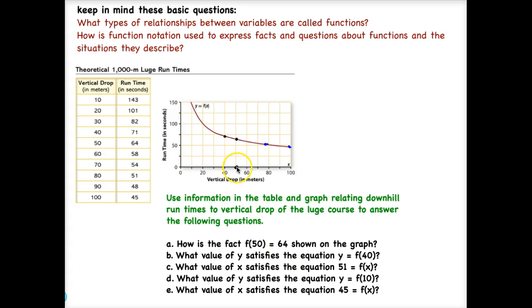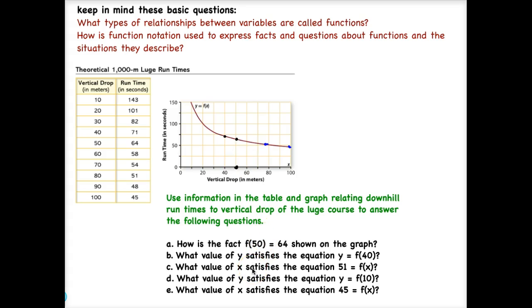Looking here on the graph, I can go to where x is 50. If I move up, I can see then my y value is approximately 64. It looks like these tick marks or intervals go by 25 seconds. So if this is 75, then this is approximately 64. And that's how this is shown on the graph.